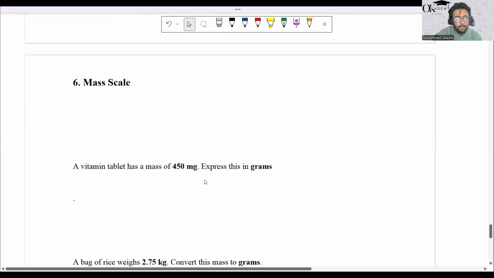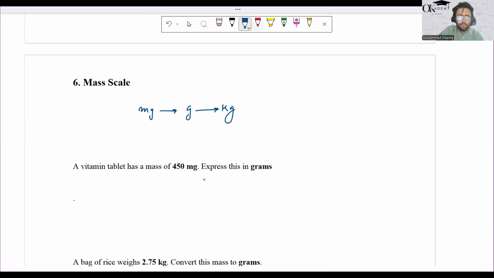Okay, last, mass scale. Mass, normally we use milligrams to grams to kilograms. That's what we use in our daily lives. So I'll do a conversion ratio 1,000 and 1,000. All right. A vitamin tablet has a mass of 450 milligrams. Express it in grams. So you stand over here, forward. Again, the same rule follows. Forward is division and backward is multiplication.